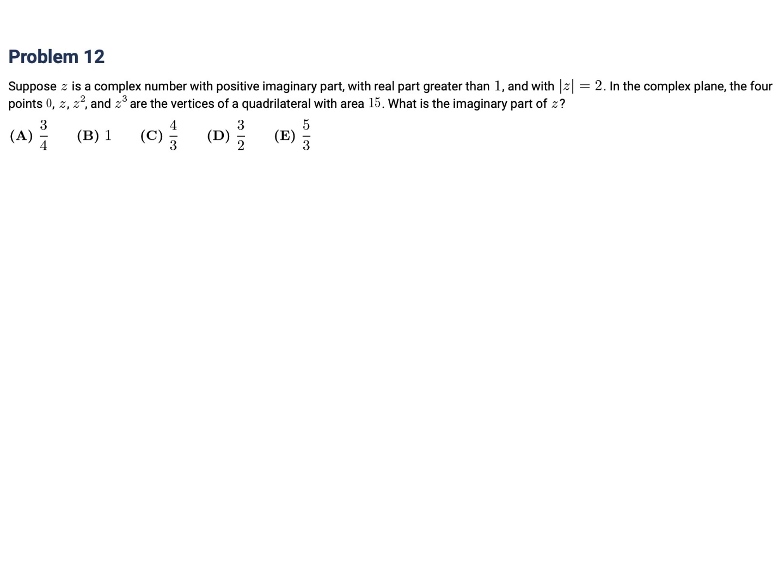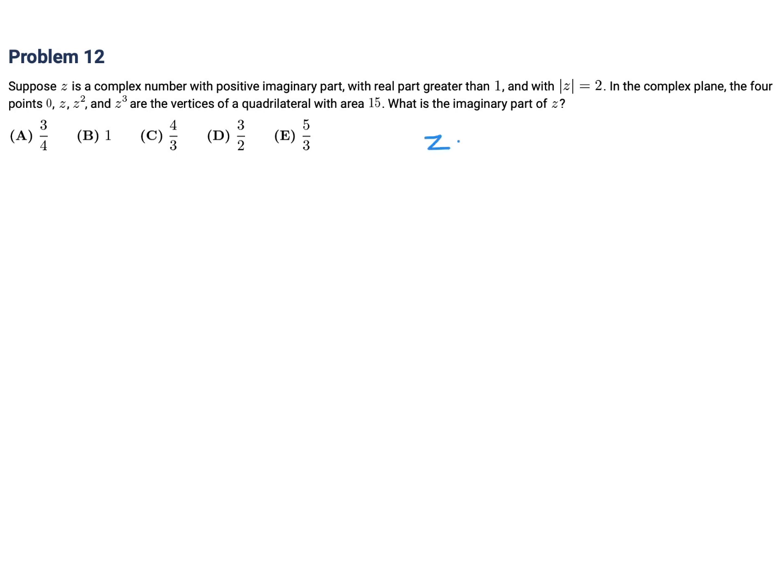Suppose z is a complex number with positive imaginary part, with real part greater than 1, and with the magnitude of z equal to 2. In the complex plane, 0, z, z squared, and z cubed are the vertices of a quadrilateral with area 15. What is the imaginary part of z?